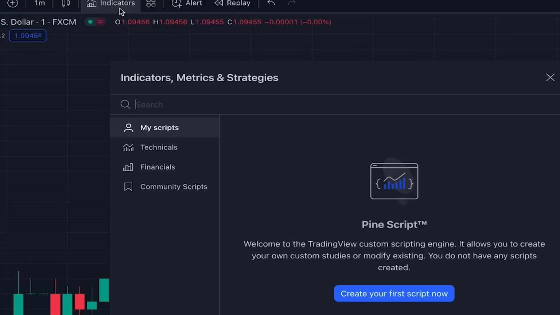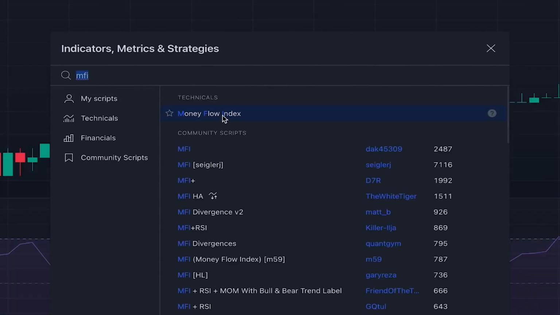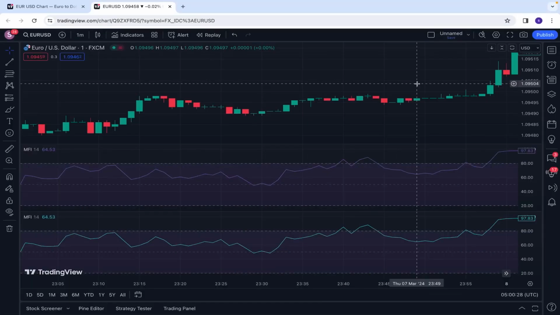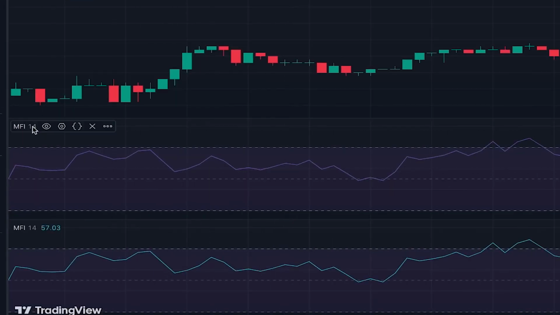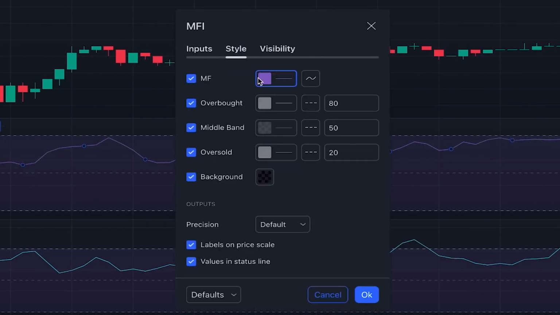So here we click on indicators and we search MFI, this one, money flow index, and we add 2 MFI to our chart. After adding them to our charts, we need to give them some special settings and combine them together. First, we go to the settings of the MFI in the top, and here in the inputs tab, for the length we set it at 21, and then here in the style tab we change the color to white.